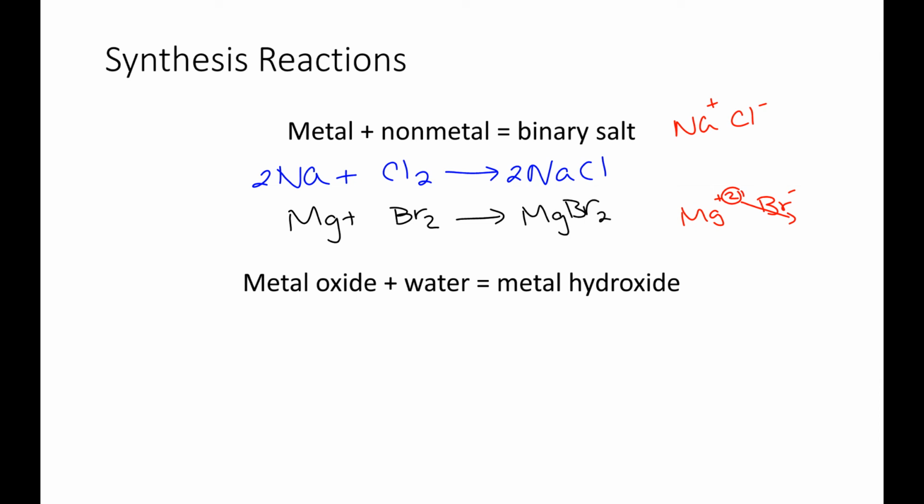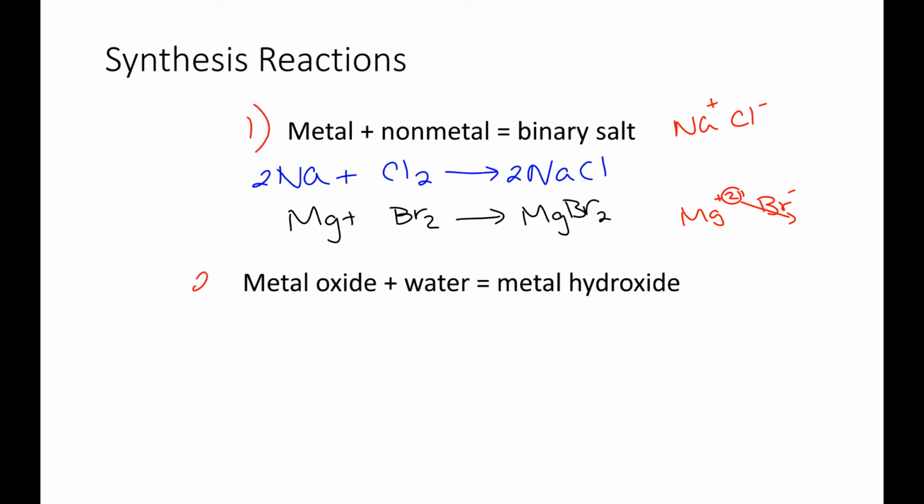Oh, look, it's balanced. Magnesium bromide is also called a binary salt. So just because you hear the word salt, don't think it's automatically sodium chloride, table salt. Anytime you put together a metal and a nonmetal, it's a salt. Okay, so that's the first one, so we'll put a number 1 here.